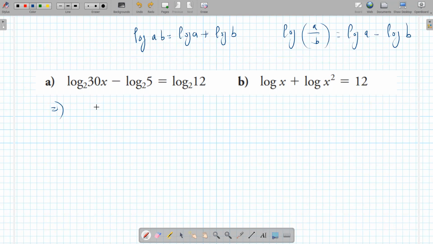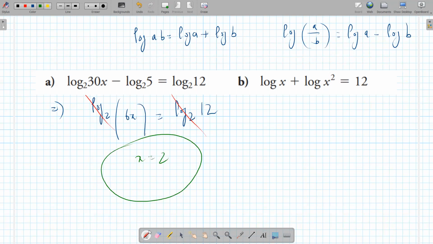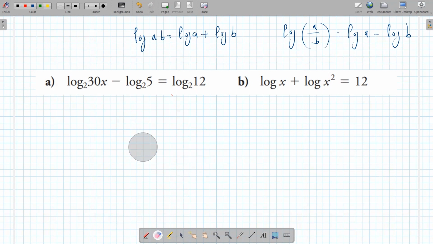Log 2 30x over log 2 5. So it'll be log base 2 of 30x divided by 5, like that. And 30x over 5 is 6x. Then you have log base 2 of 12 on the other side. Now can you cancel out the log 2's? Yeah. So this and this is gone. So 6x is 12, x is 2, you're done. Two-step answer. Nothing fancy going on here.